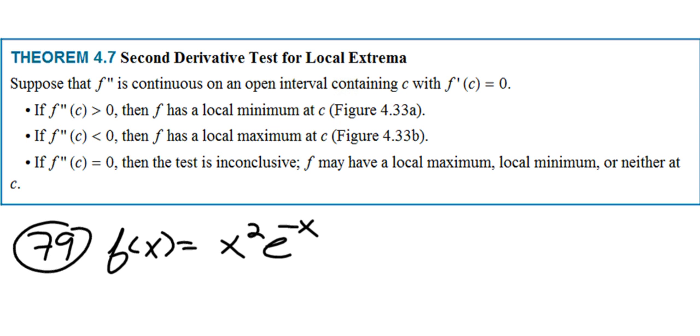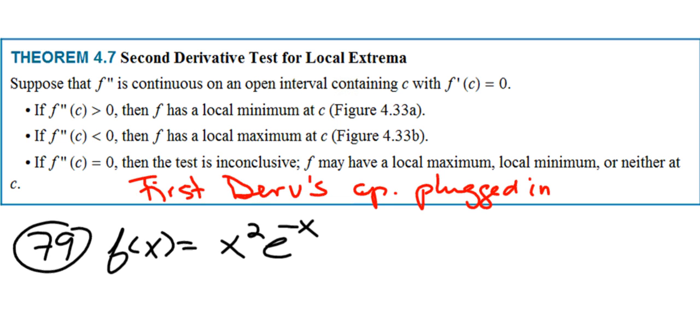So I'm going to go ahead and try to do number 79. When we do this second derivative testing, we're going to take the second derivative, find the critical points, and plug them in. The key to remember for second derivative testing is that it's the first derivative's critical points, f prime of c equals 0, plugged into the second derivative. All right, so let's try this.